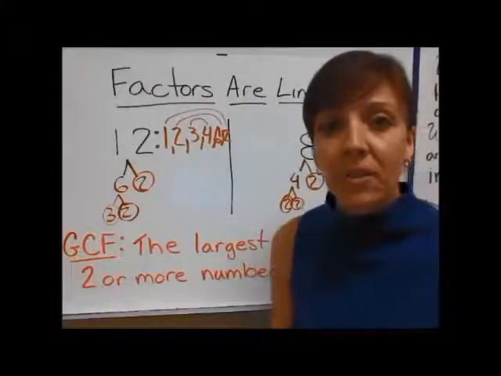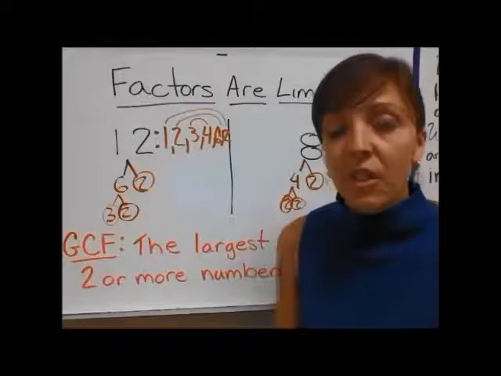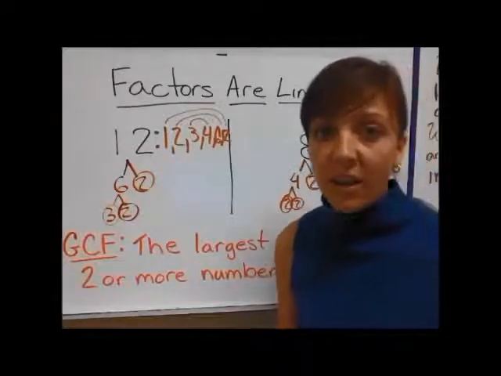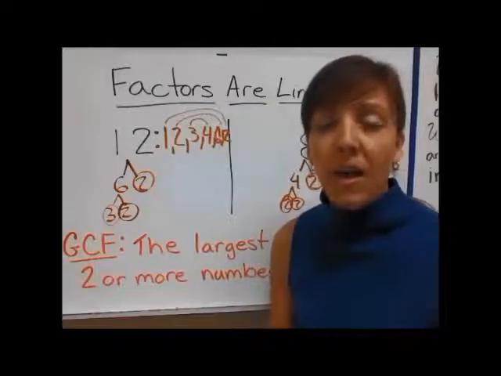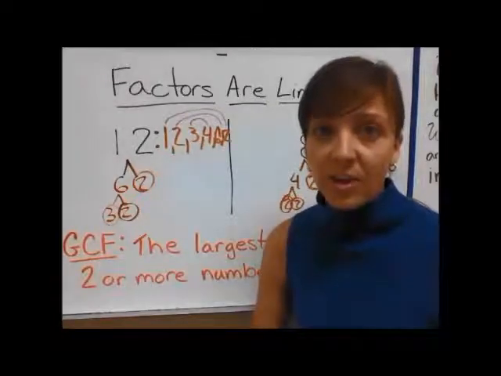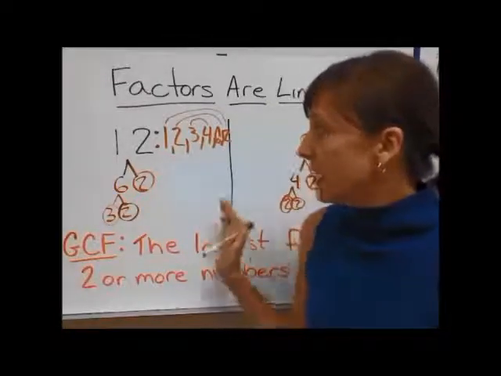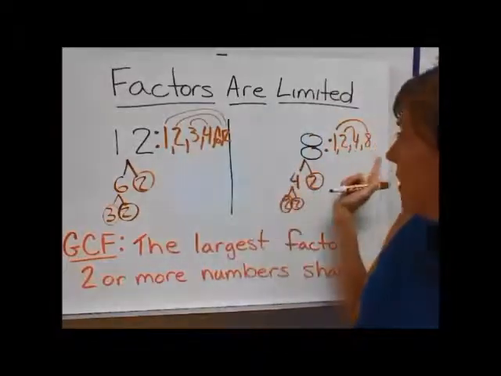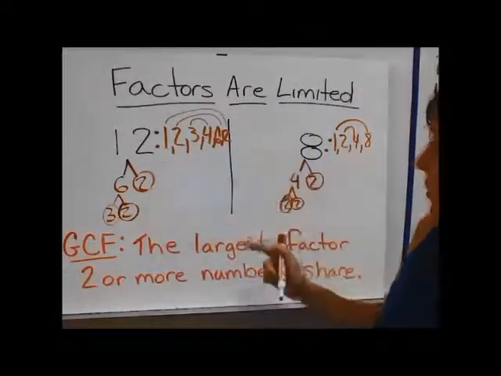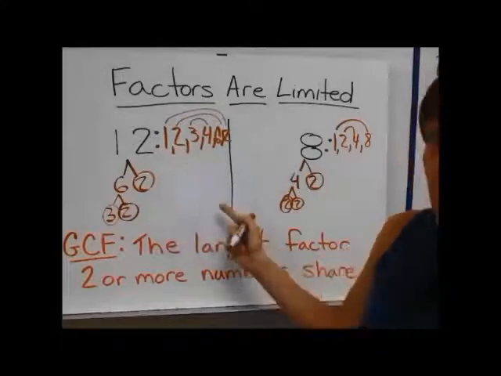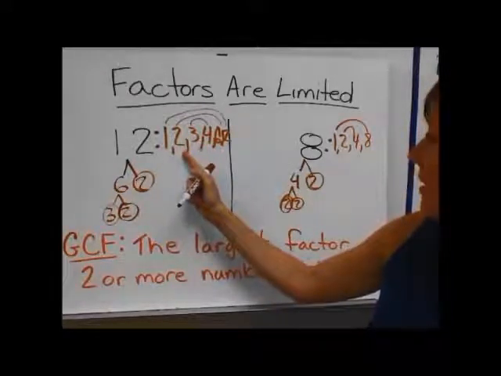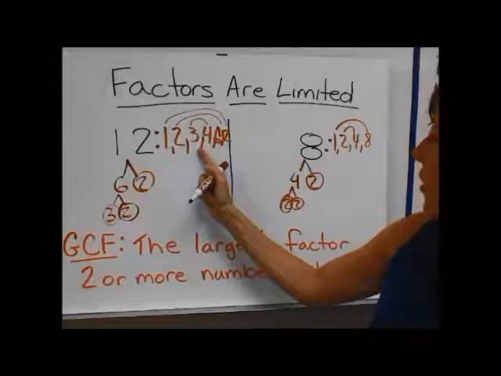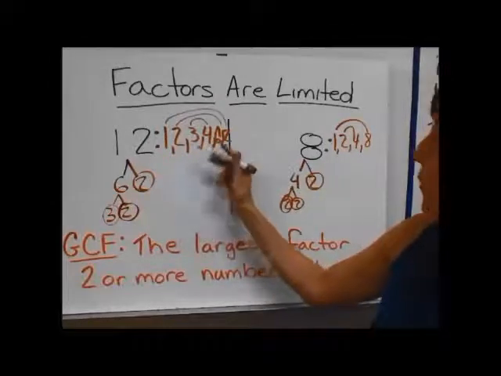Now the purpose in doing that is to find the largest shared factor, the largest number that both 12 and 8 share. So let's see which one of these numbers is the largest that 8 and 12 both share. They both share a 1. They both share a 2, so 2 is larger than 1. They don't both share a 3, but they do both share a 4.